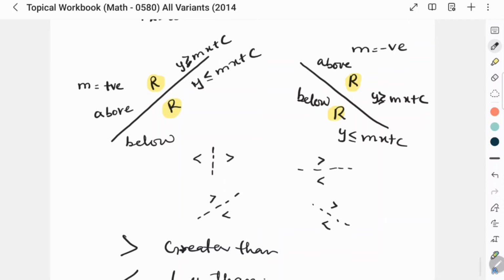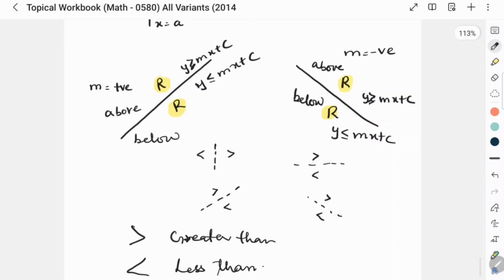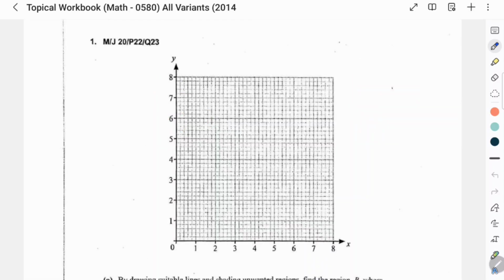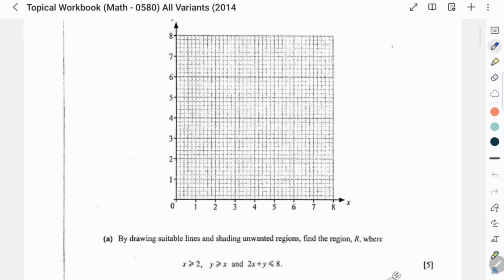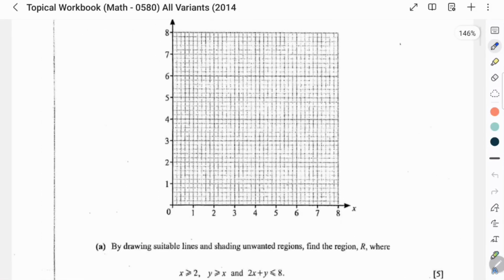So we are moving to the past paper questions now. There we'll do the shading and finding the inequality. Somewhere we'll find the greatest and the least possible number or integer in your region. So let's get started. This is May-June 2020 paper 2 question number 23. By drawing suitable lines and shading unwanted regions, find the region R. It means we'll have to shade on the opposite side, because they want us to shade the unwanted region. You don't shade the region; you just shade the side which is not in the region.